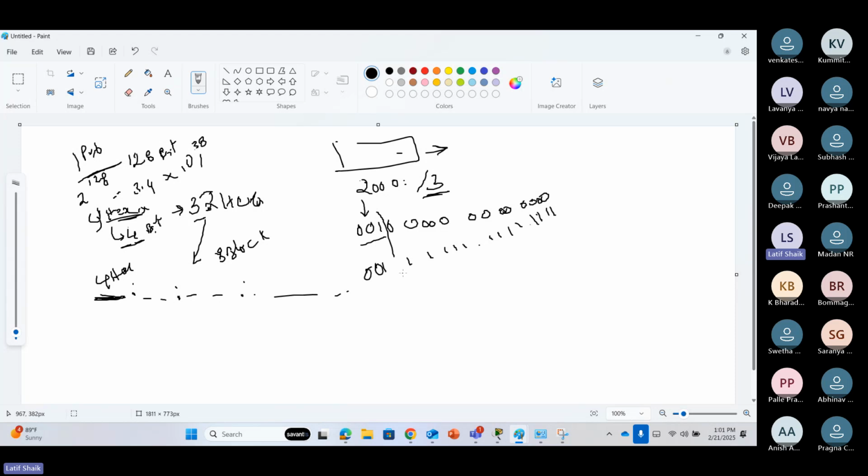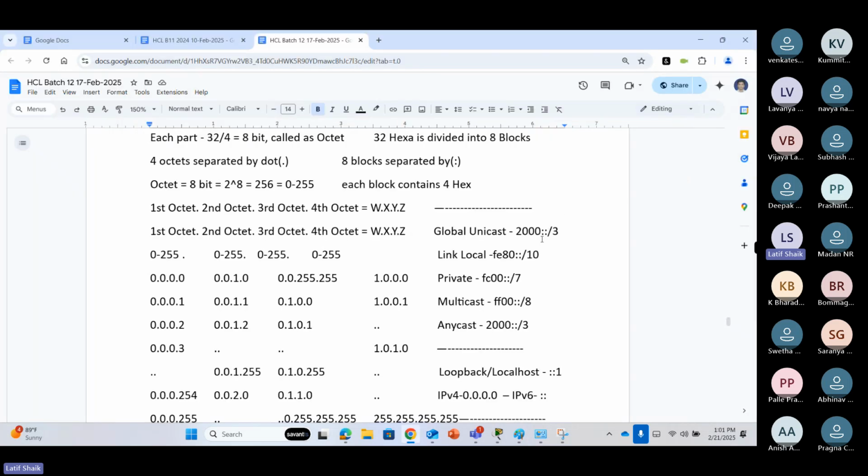Like this. Okay. So what happened here? This is 3FFF, which means this is the final range. This is the starting one and this is the ending one of the final range. This is global unicast. Global unicast means public IP address, the public IP.